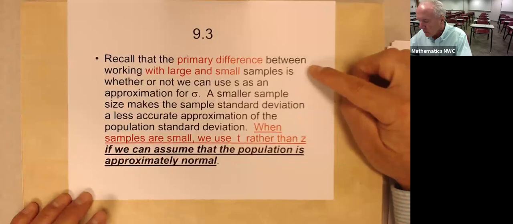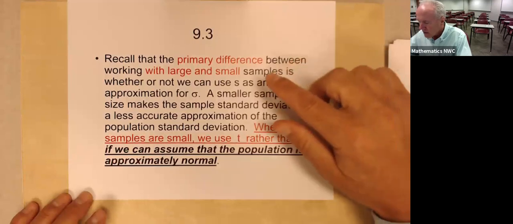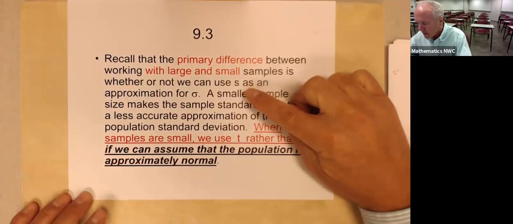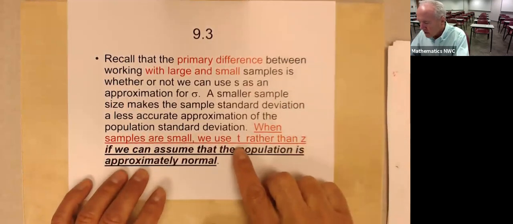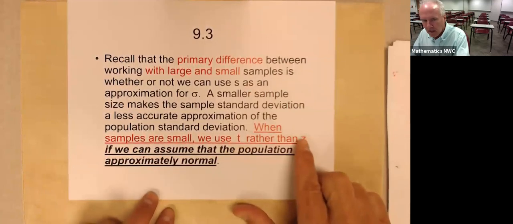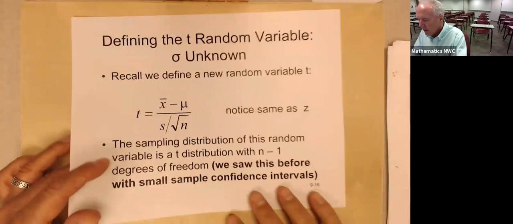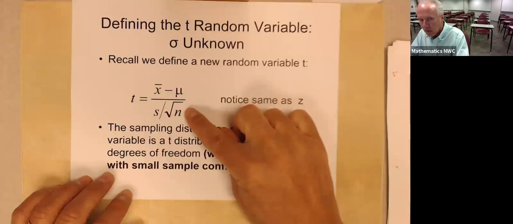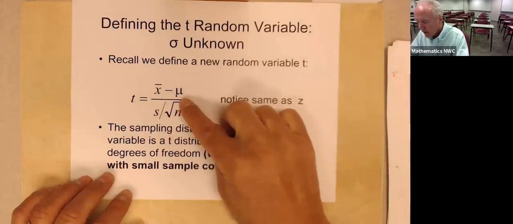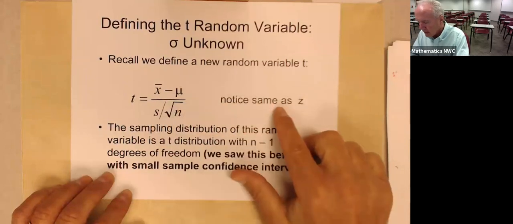Again, just reading through this, the primary difference between large and small samples is that our estimate of the standard deviation is not as reliable. When that occurs, we're forced to use a t statistic rather than a z. That again is assuming the population is approximately normal. The good thing is that our formula for the t is exactly the same one we've been using for our z. It's the sample mean minus our hypothesized mean divided by standard deviation divided by square root of n. Exactly the same as z.